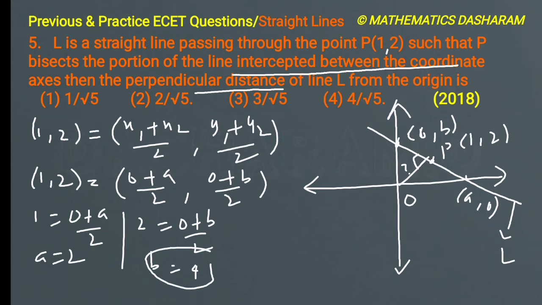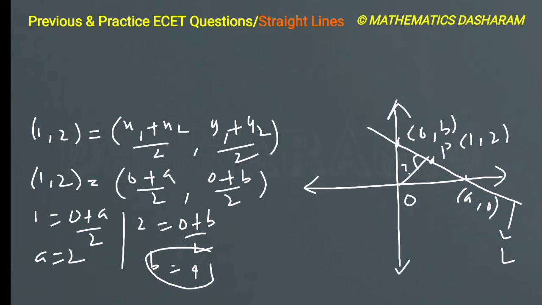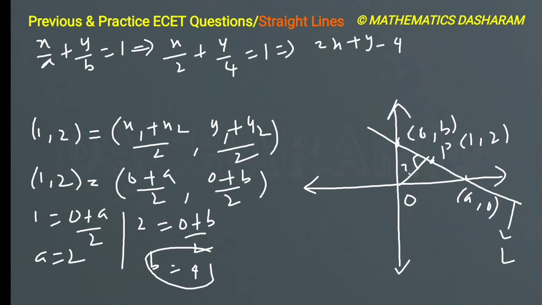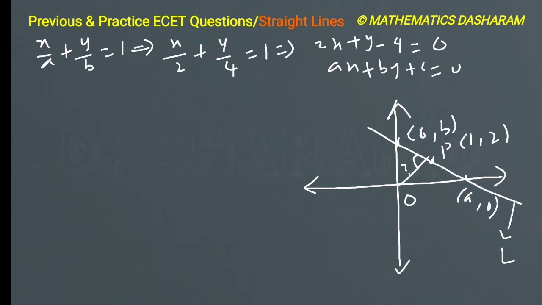So a equals 2 is the x-intercept and b is the y-intercept. To find the equation of the straight line, use the formula x by a plus y by b equals 1, where a is the x-intercept and b is the y-intercept. So x by 2 plus y by 4 equals 1. Let's simplify this: 2x plus y minus 4 equals 0. Now compare it with ax plus by plus c equals 0. Now we need to find the perpendicular distance from the origin to this straight line.